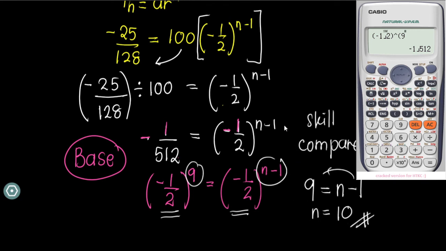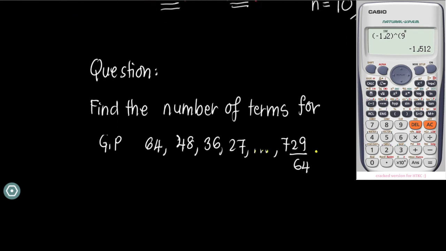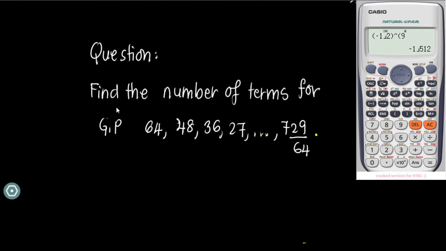I'm going to give a similar question to this, and you guys can pause the video for a while. Try it out and comment your answer. So this is the question. Find the number of terms for the geometric progression. I've written GP, GP means geometric progression: 64, 48, 36, 27, and all the way to 729, 64.